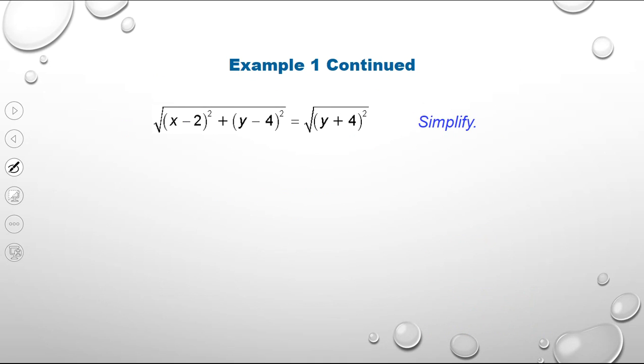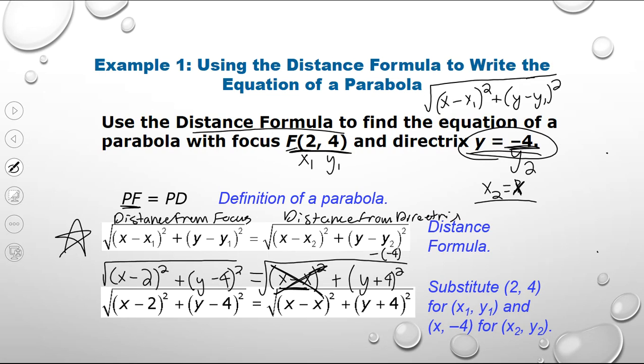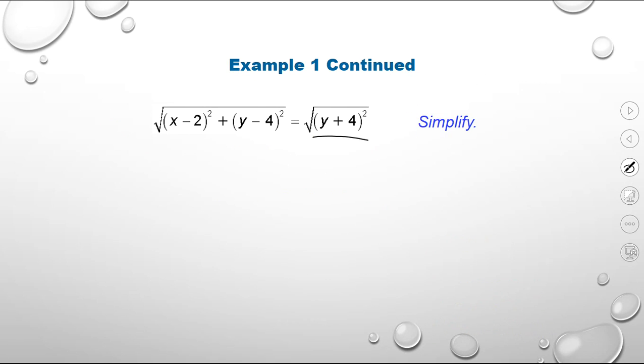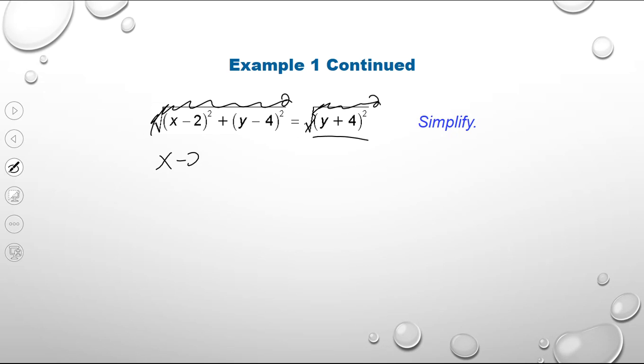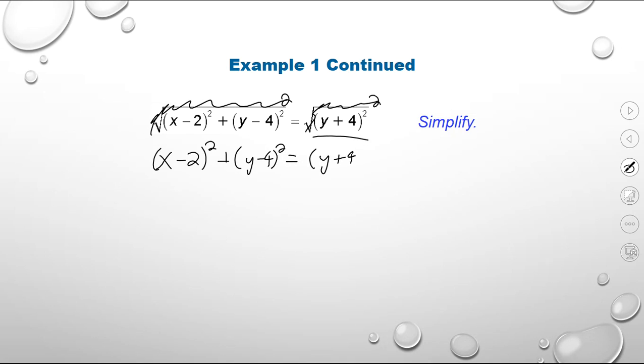So our next slide, it's set up like this. Again, we don't see the x minus x on this side anymore because, like I just said, it turns into 0. x minus x is 0, 0 squared is 0. It disappears. All right, so we're left with this. Now we can square both sides just to remove the square roots. When I square this side and that side, it simply removes the square roots and leaves us with x minus 2 squared plus y minus 4 squared equal to y plus 4 squared.